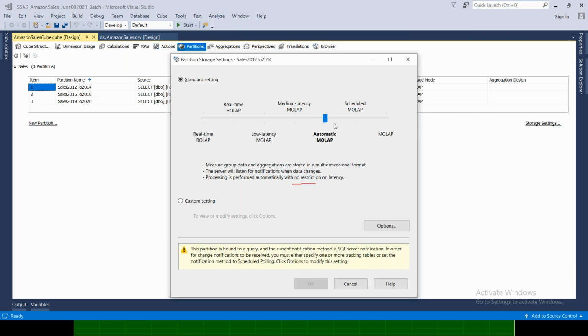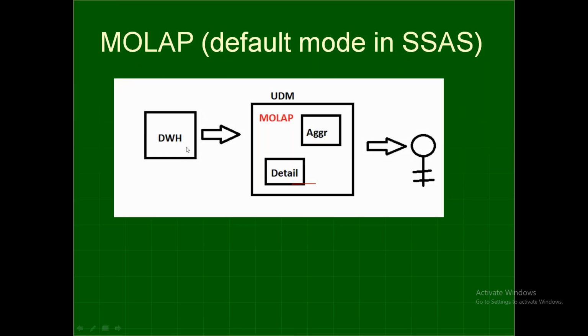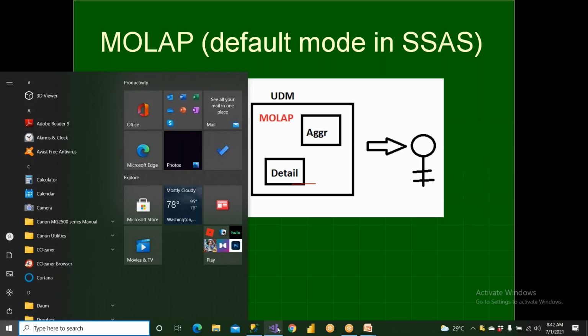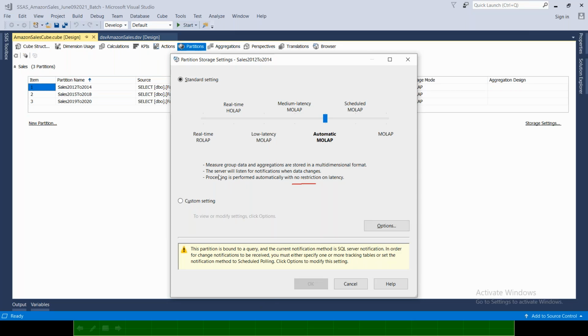What is this option? This option is automatic MOLAP. Measure group data, that is fine. The second point, the server will listen for notifications when data changes. So automatically, when the data modification happens here, immediately SSAS comes to know. That is how the SQL server and SSAS will have some kind of a mutual understanding that we do not know. When you change this setting, automatically a lot of code will be written internally. So the server will listen for the notifications when the data changes.